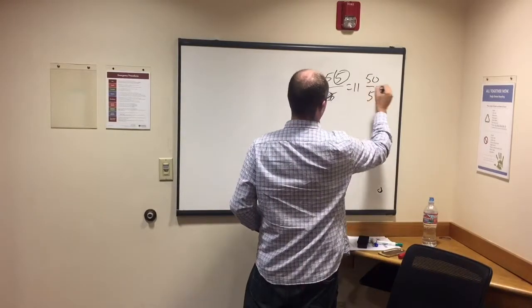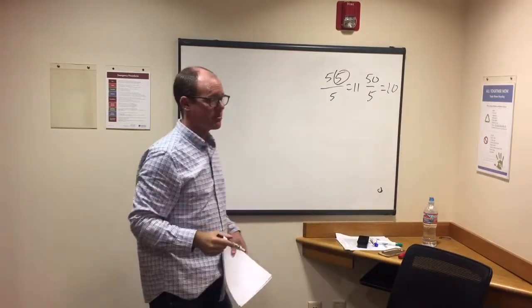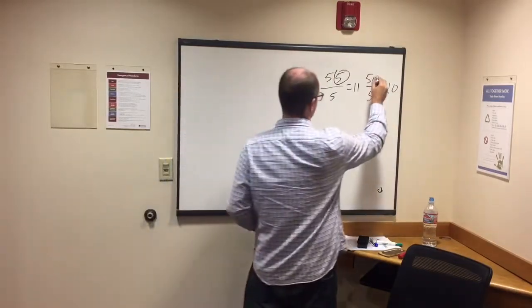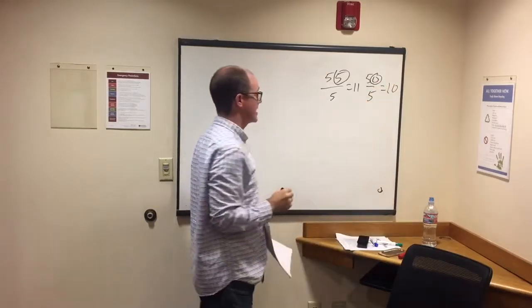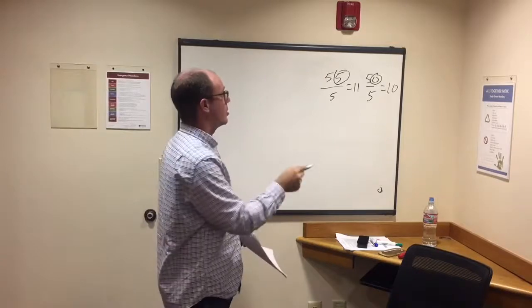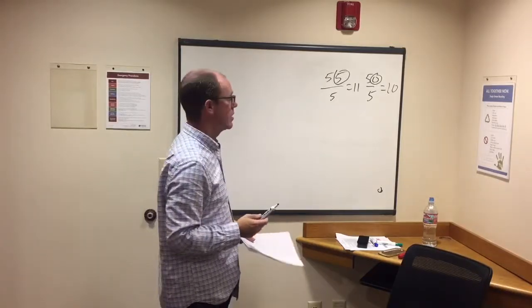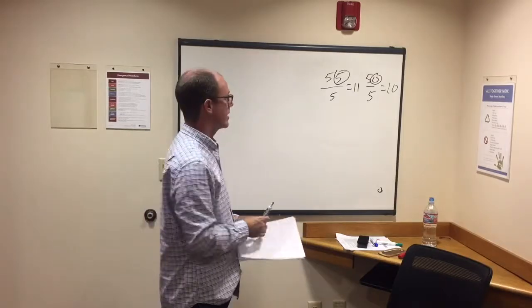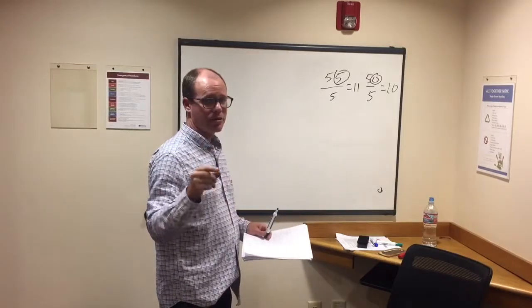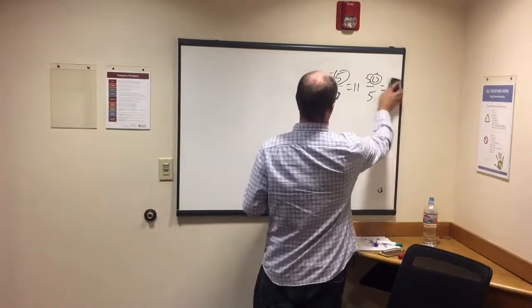So 55 divided by 5 is 11. 50 divided by 5 is 10, right? Again, because of that last digit. And it could be 50, 500, 5,000. All those are going to work, but a 47 or 43 or 481, anything like that, doesn't end in a 0 or a 5, no good, not divisible. It will not get an integer.